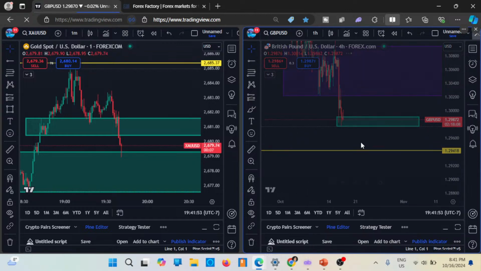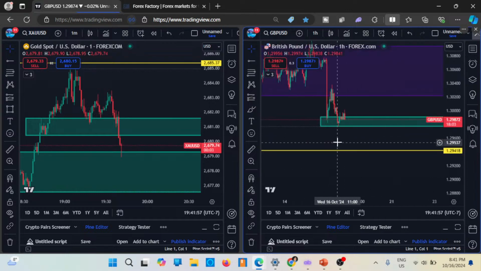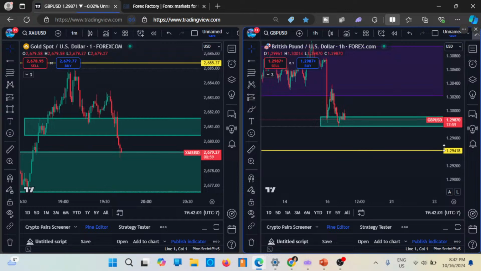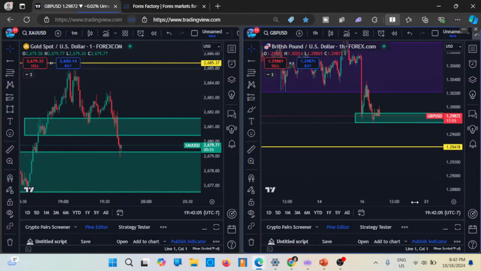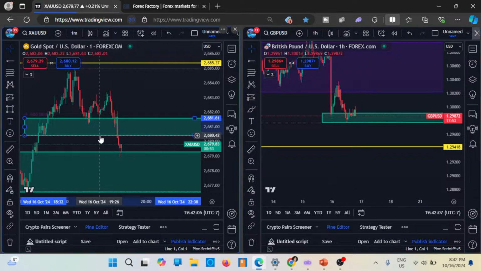And I'm watching gold right now. I can see it's currently at the second support. If it holds that second support, then we're going to enter a buy for gold. It is at the support, but it hasn't held it yet, so we can't enter a buy yet.